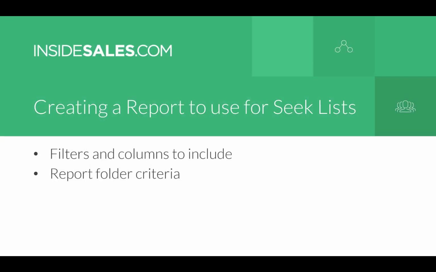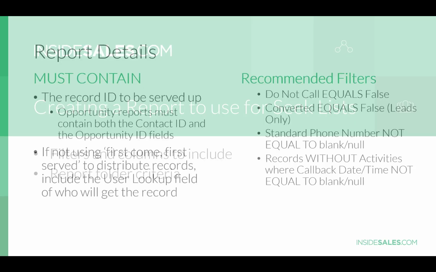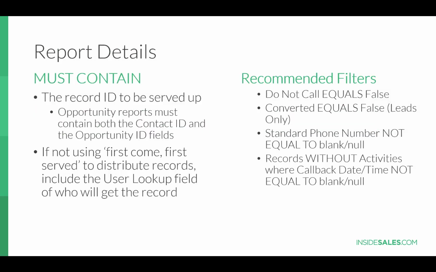In this first section, I'm going to focus on building the report and what needs to be included in the filters and the columns, as well as the report folder criteria. The report must contain a couple of things. The first is the record ID that's going to be served up. For example, the lead ID if you want to present a lead record.